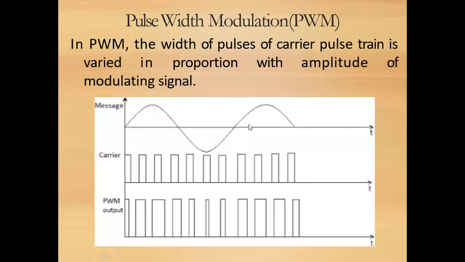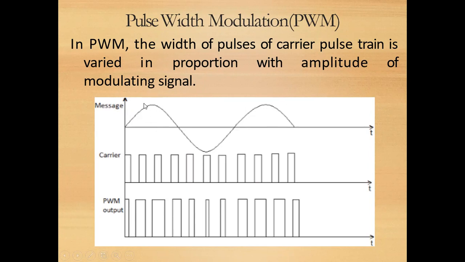In the figure, it consists of a message signal, a continuous time signal, and a carrier signal which is nothing but a pulse. According to the definition, you can observe the output waveform of PWM, where the width of the pulse will be varied according to the instantaneous amplitude variation of the modulating signal.